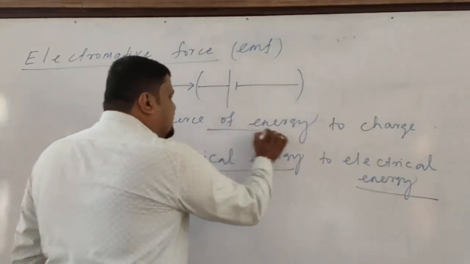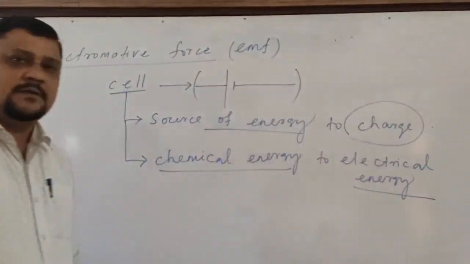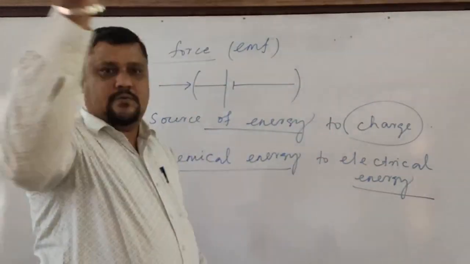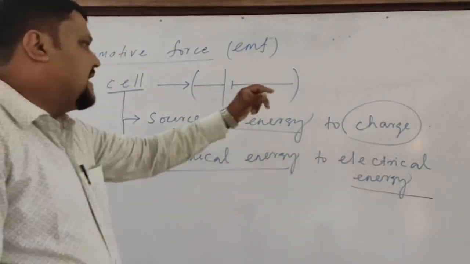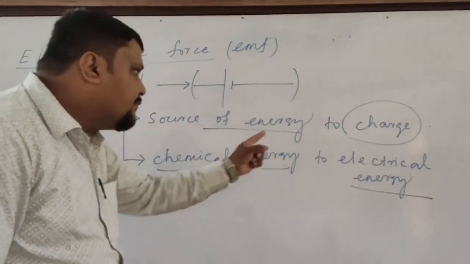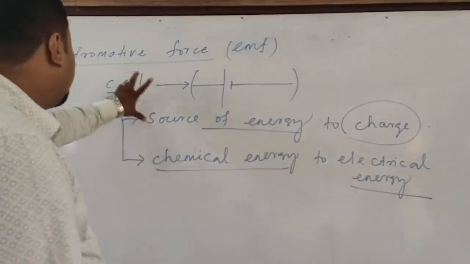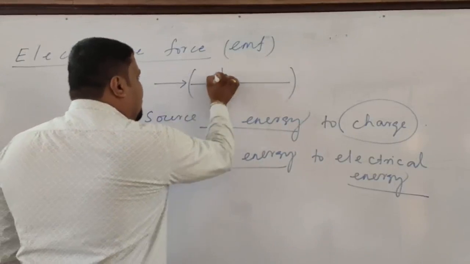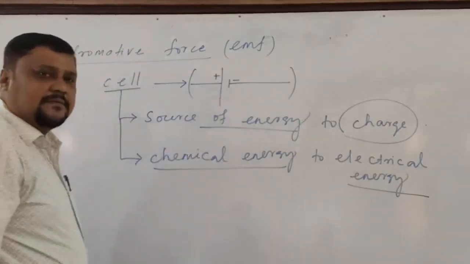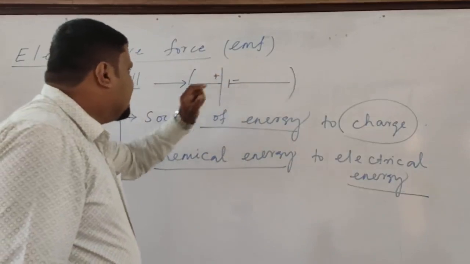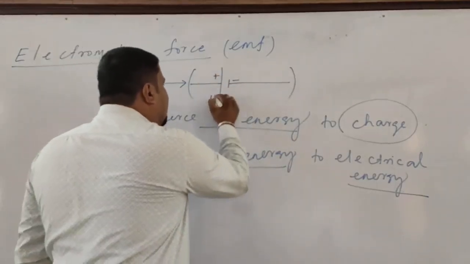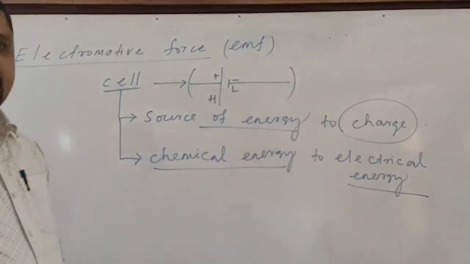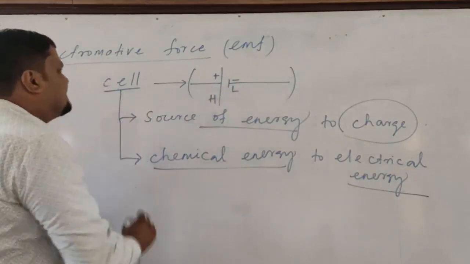This energy allows the charge to flow in a circuit. That is the source of energy for the charge to flow in the circuit. That is a cell which can be represented like this. When you represent the cell, one end is positive, the other end is negative. This end is positive, this is negative. Or you can say this is at a higher potential and this is at a lower potential. That is what we know about the cell.